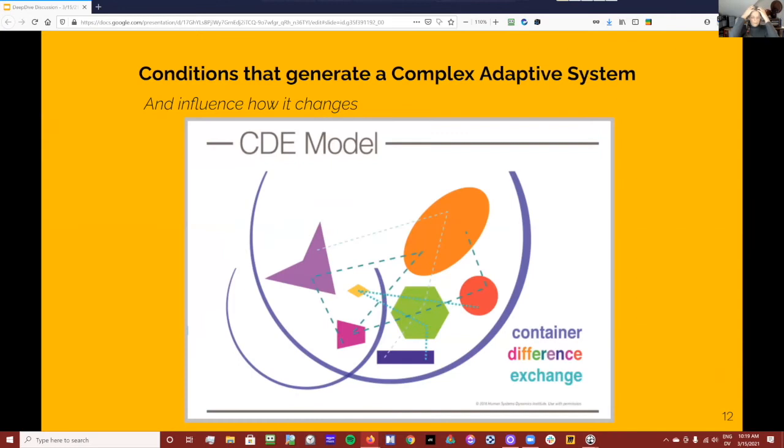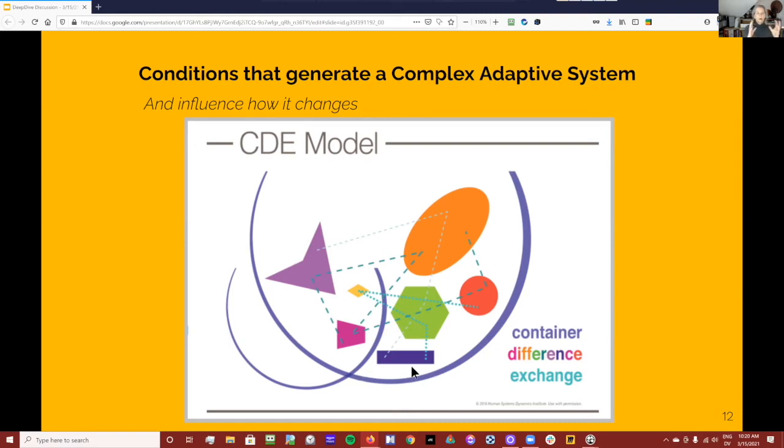So in Human Systems Dynamics, we talk about the CDE model. These are the conditions that generate a self-organizing system, and they influence how it changes. So once you understand, there's containers, which I'll talk about in a second, differences, and exchanges.